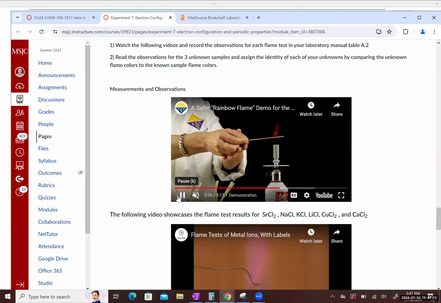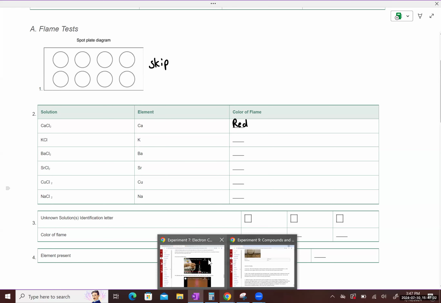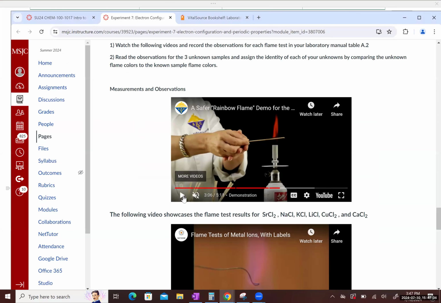Okay, I'm going to pause this here. So as we can see very clearly, a unique colored flame is observed when the calcium chloride solution is exposed to the Bunsen burner flame. In this case, we'd record the color. So for calcium chloride, I'd record the color of the flame as red. Okay, let's now continue on.